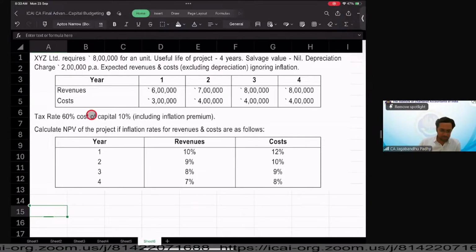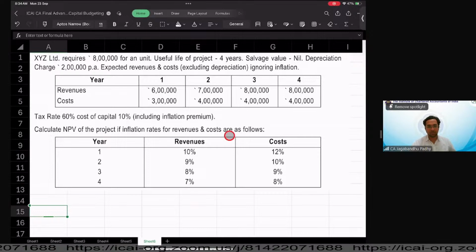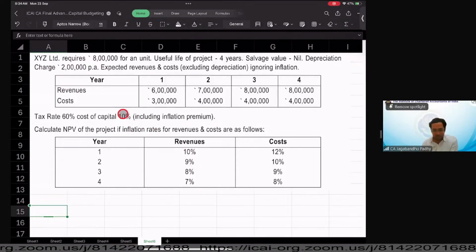Then the tax rate is 60%. The cost of capital is 10%, which includes the inflation premium also. Calculate the NPV of the project if inflation rates for revenue and costs are as follows. Okay. Now, here we have the cost of capital as 10%, including the inflation premium. Can we compute the real rate of return from this?